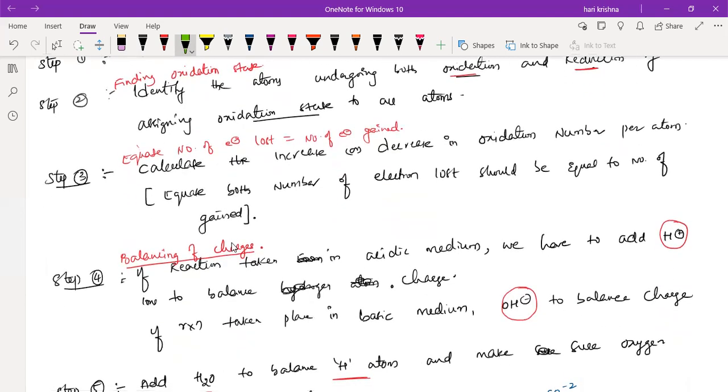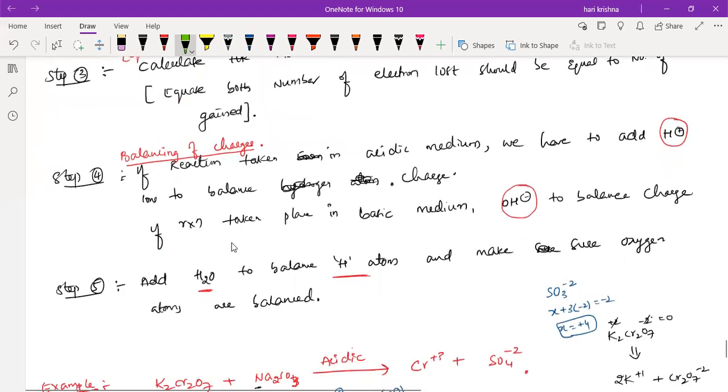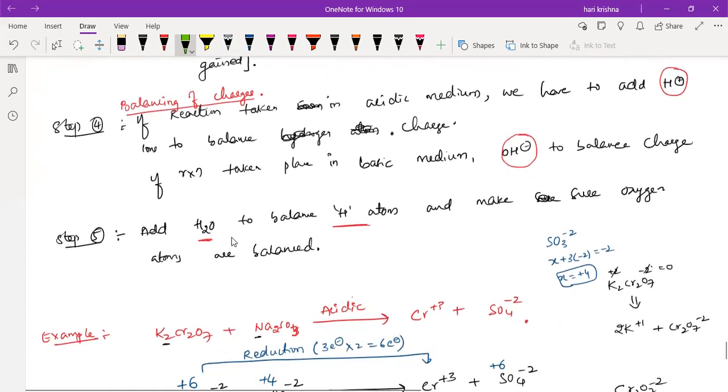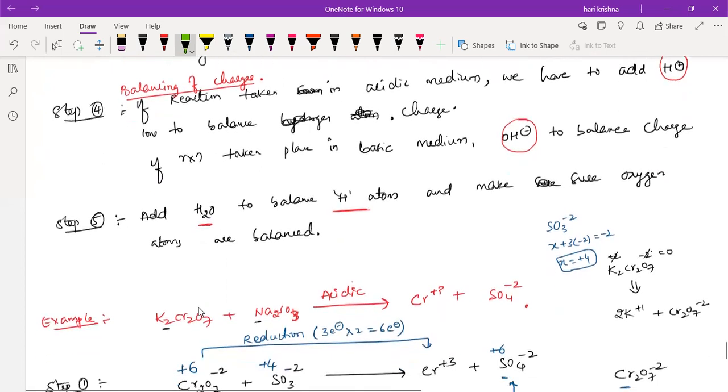Okay. Third step: equate the number of electrons lost to the number of electrons gained. We should equate both. How many electrons are lost should be equal to how many electrons are gained. Fourth one, balancing the charges. In the example we have taken only the acidic medium. So in the case of acidic medium, you have to add H plus ions. Same way, in the case of basic medium, we have to add OH minus ions. Fifth one, to balance the hydrogen atoms, we have to add water molecules. Add H2O to balance the hydrogen atoms, and make sure oxygen atoms are always balanced.